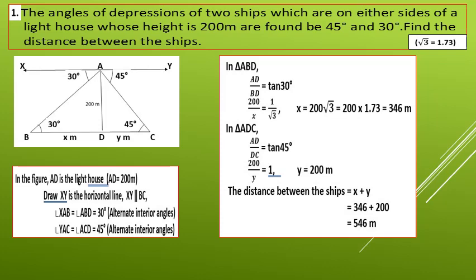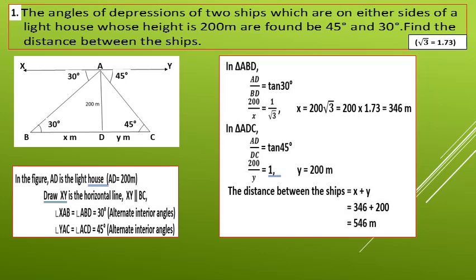Let us go for the calculation. In the given figure, AD is the lighthouse, AD is 200 meter. Draw XY, the horizontal line. XY is parallel to BC and angle XAB equal to angle ABD is equal to 30 degree, alternate interior angles. Similarly, angle YAC equal to angle ACD is equal to 45 degree, alternate interior angles.